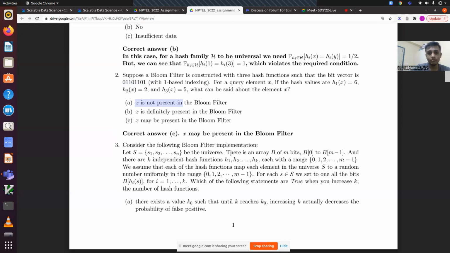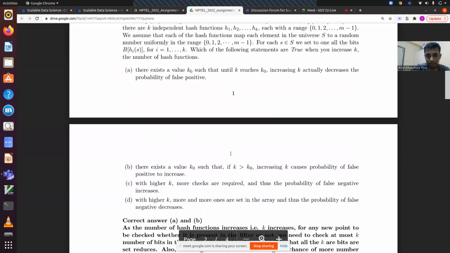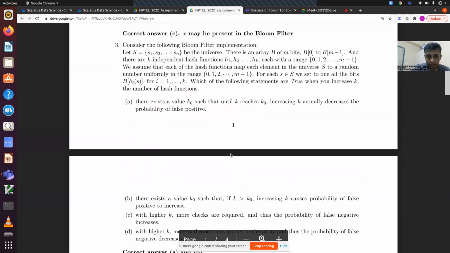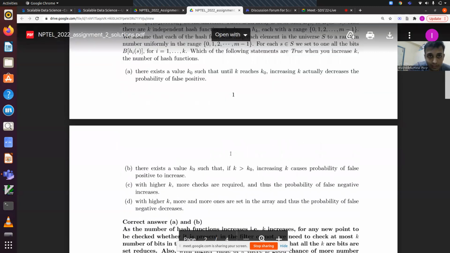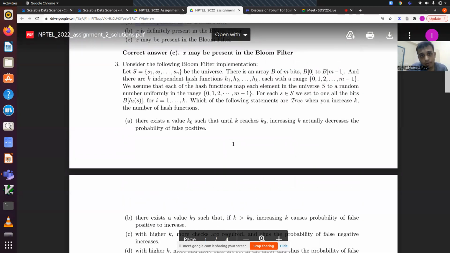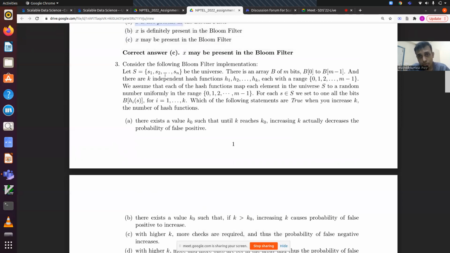Okay. Then the third question. Third, fourth, fifth. This one. I see. It's a rather big one. Let's see. Consider the Bloom filter implementation. S1, S2 is the universe.